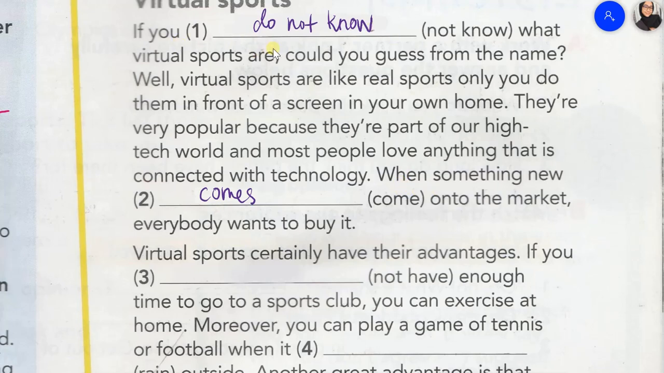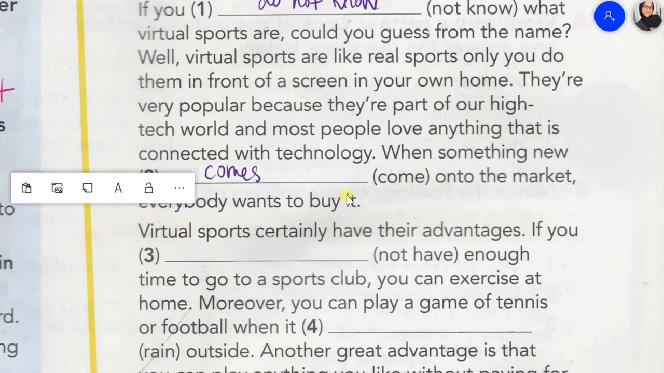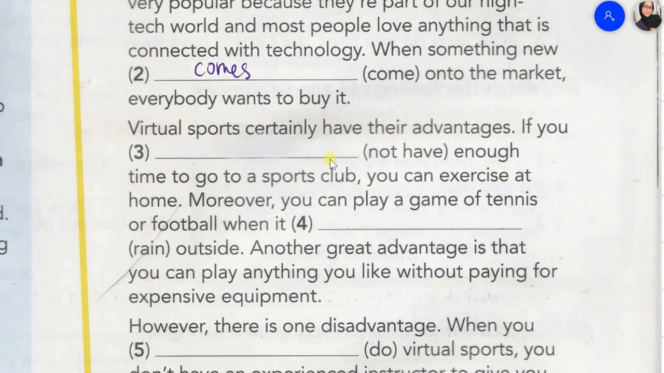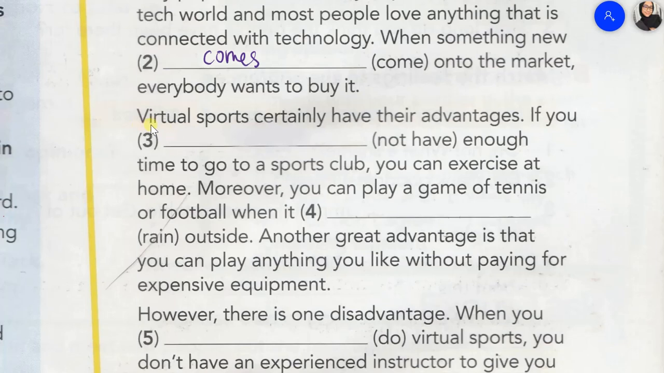What about the first one here? This is the first conditional or the zero conditional? If you do not know, could you guess from the name? So this is the first conditional, right? Because it uses could here. It talks about the possibility as well. Right, next, number 3. Virtual sports certainly have their advantages.